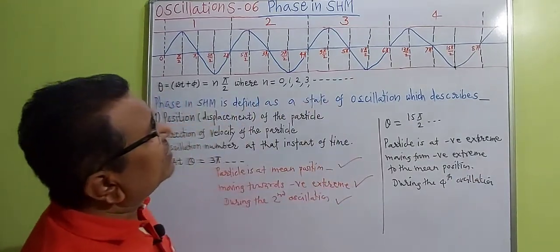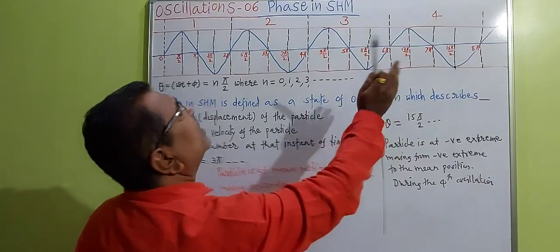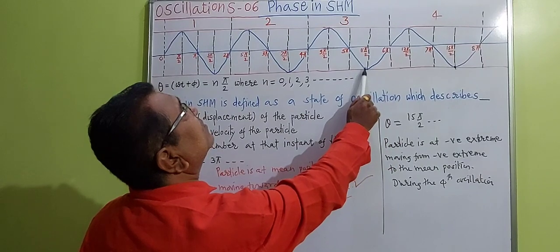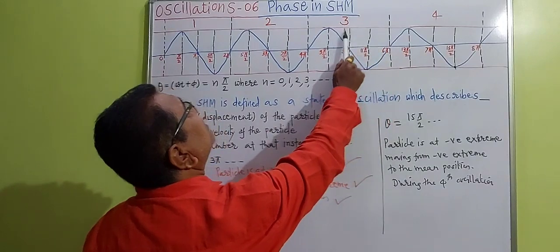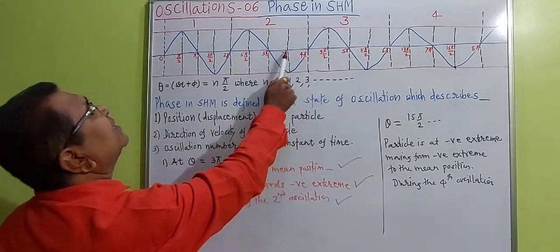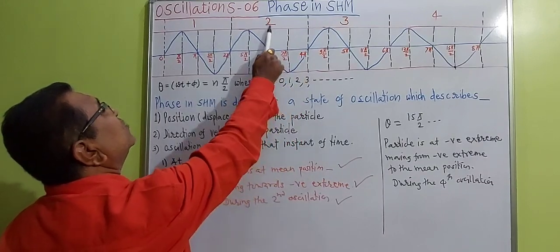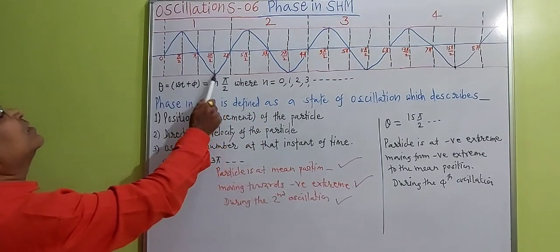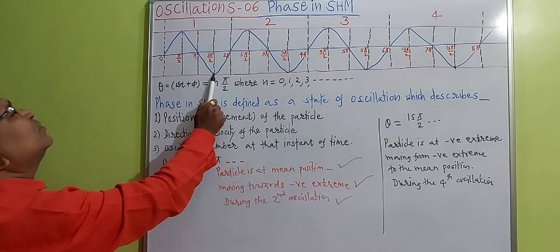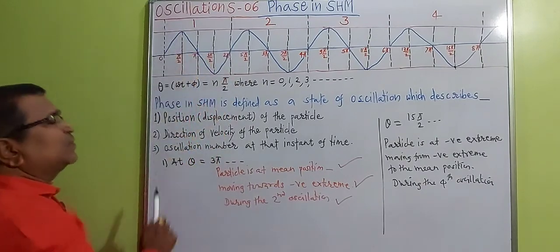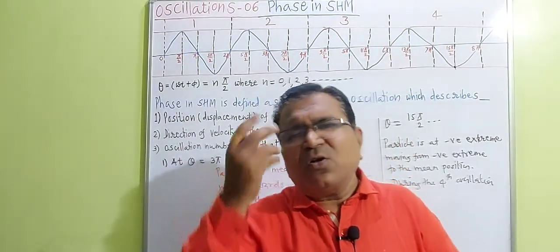The similar state we get by making a difference of 2 pi here, which is at negative extreme moving towards mean position in the third oscillation. Again, at phase angle 7 pi by 2, it is at negative extreme moving towards mean position during the second oscillation. Come here, when the particle is at phase 3 pi by 2, it is at negative extreme moving towards mean position in the first oscillation. In this way, by taking any phase, we can prepare a lot of questions.